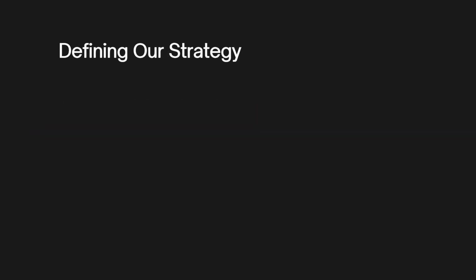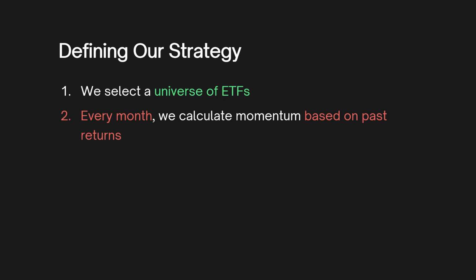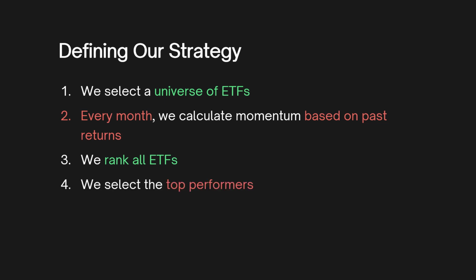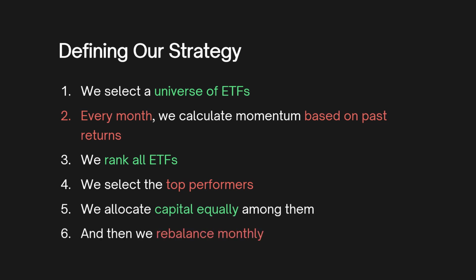Our strategy will follow a simple but powerful structure. 1. We select a universe of ETFs. 2. Every month, we calculate momentum based on past returns. 3. We rank all ETFs. 4. We select the top performers. 5. We allocate capital equally among them. 6. And then we rebalance monthly. And one important point. In this course, we are only going long. So in short, each month we rotate into the strongest ETFs.